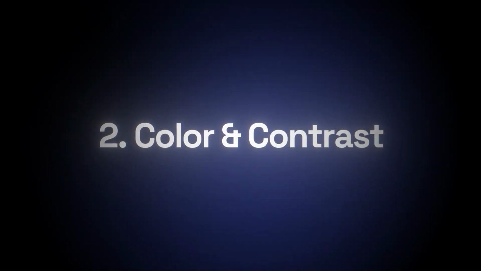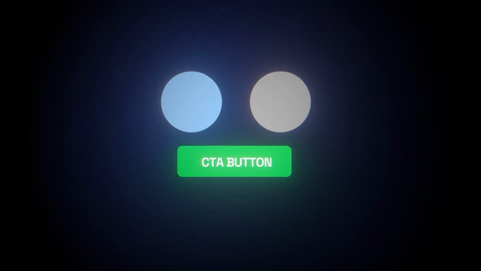Second is color and contrast. Use color to make important elements pop. Typically, your CTA buttons should be a high contrast color relative to the rest of your design. What this means: if your brand palette is mostly blue and gray, maybe your CTA is a bright orange or green. This should be a color that's not used anywhere else, so it pops.